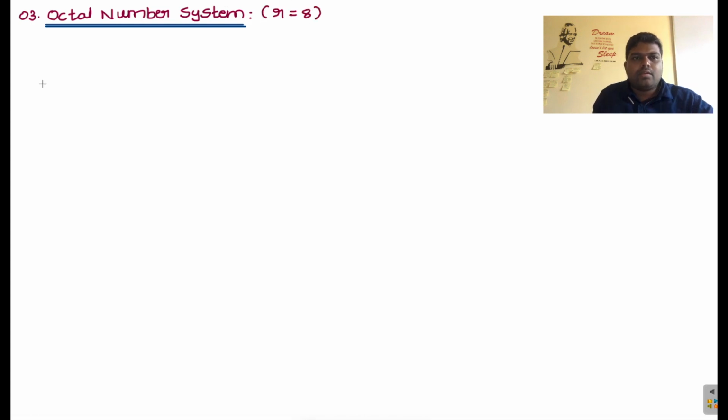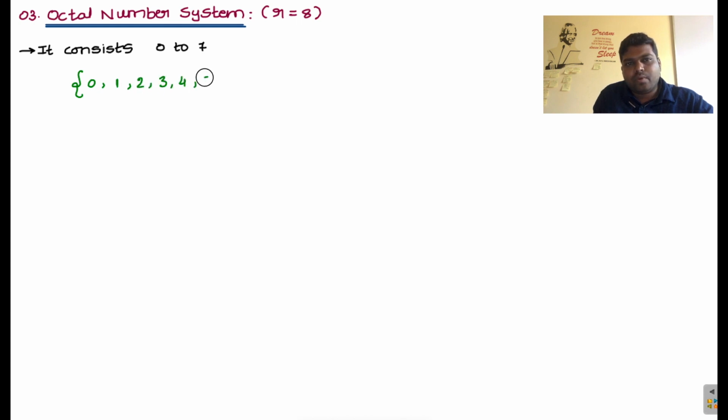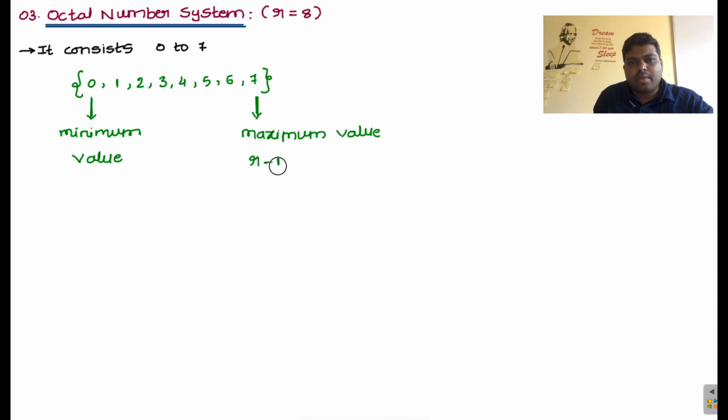And the next one is the octal number system. That means base r equals 8. Base, or radix, consists of 0 to 7 as the possible digits, which are 0, 1, 2, 3, 4, 5, 6 and 7. This one is the minimum value and this one is the maximum value, which equals r minus 1.